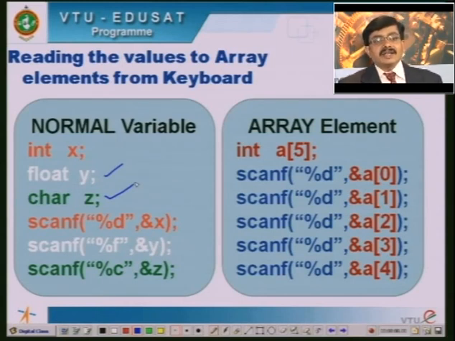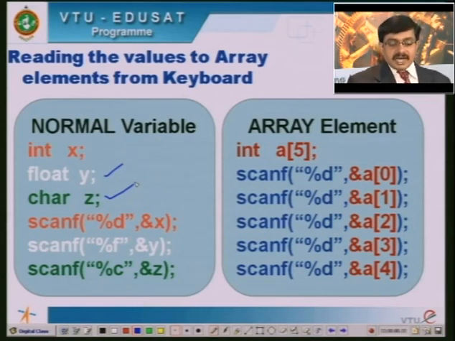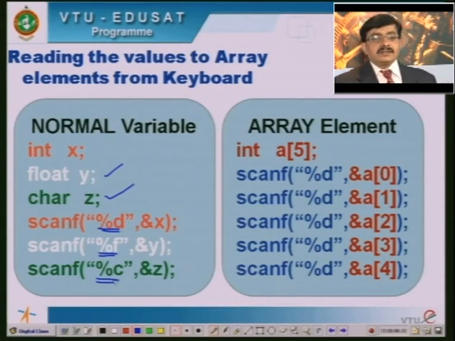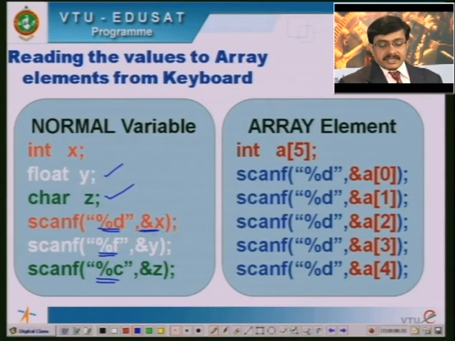If I want to read the data for x, y, z respectively through the keyboard, I will be using the scanf function, and here I use the format specifier %d. The %d corresponds to reading an integer element, the format specifier %f corresponds to reading a floating point element, and %c is the format specifier for a character. When I write %d with the ampersand, I will be providing the address of x. X being a variable of type integer, I will be using %d there.